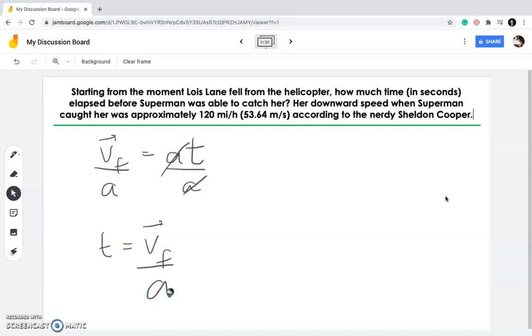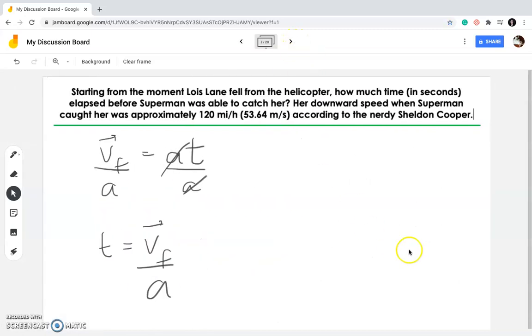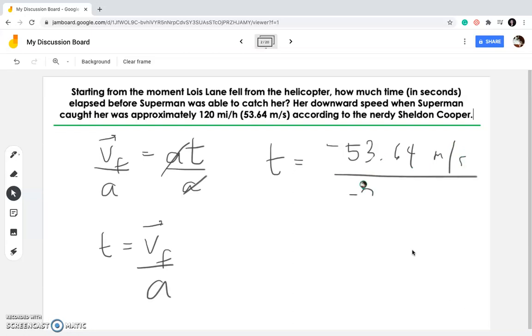Okay, now all we need to do is to plug in the givens. So you have to go back, and we can see that v sub f is 53.64 meters per second with a negative sign, and of course acceleration is negative 9.8 meters per second squared. Wait, sorry. We're just plugging in the variables now. So 53.64 meters per second divided by negative 9.8 meters per second squared. Okay. Now let's do the math. We're going to use a calculator.